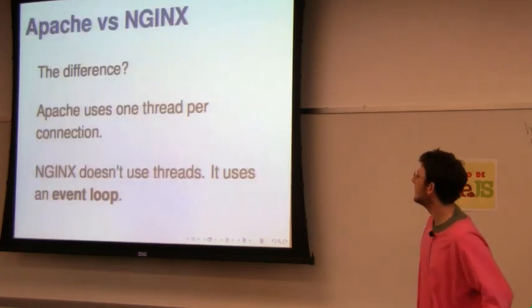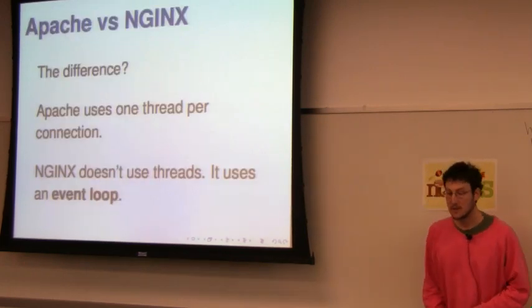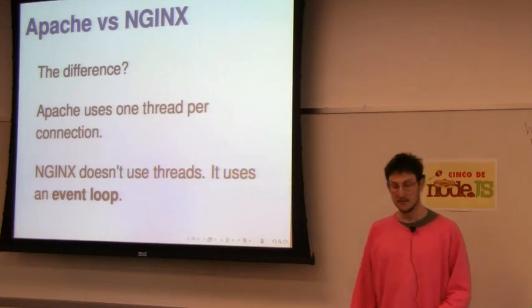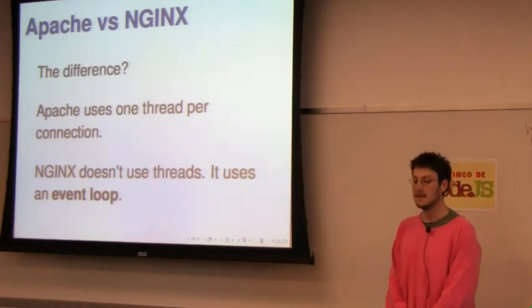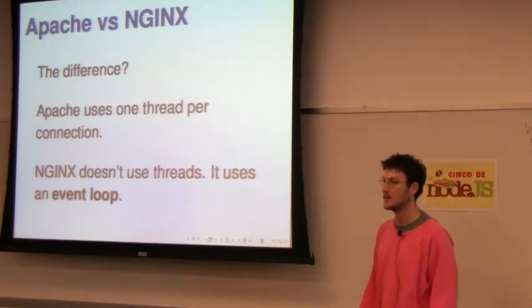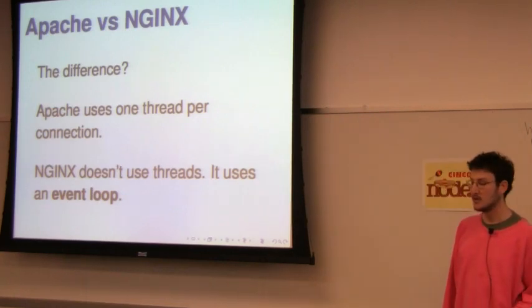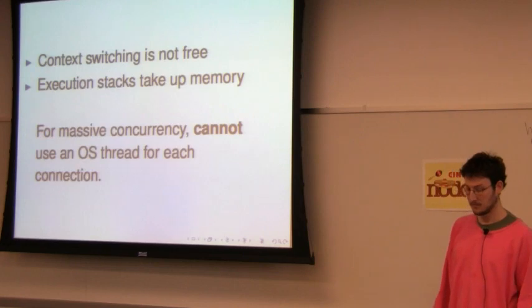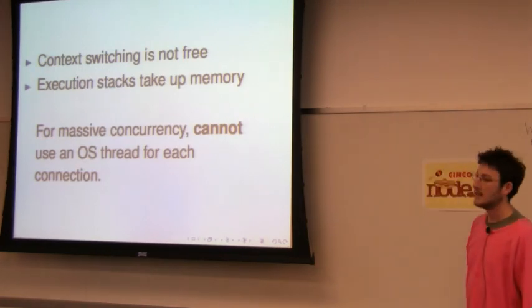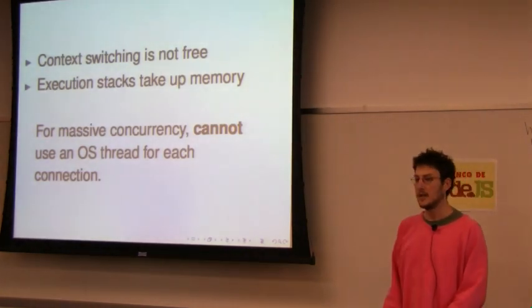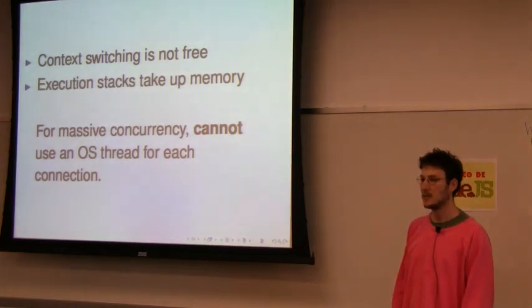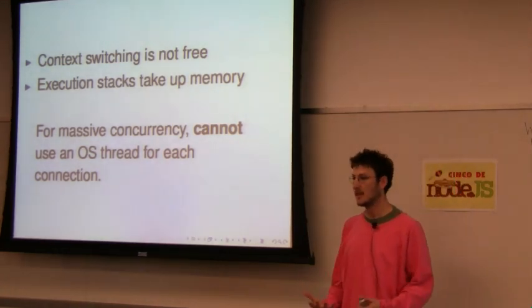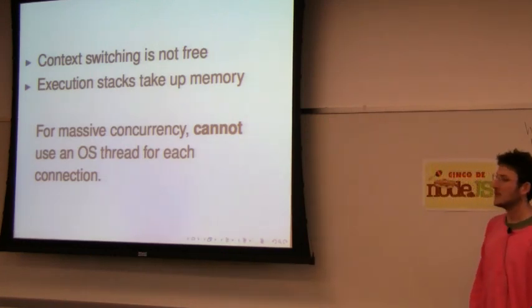Right, so the real difference between Apache and Nginx is that Apache uses a thread per connection, and Nginx uses an event loop. Context switching between threads isn't free. It slows you down. Of course it's fast, the Linux scheduler is very, very fast. But it's not free.